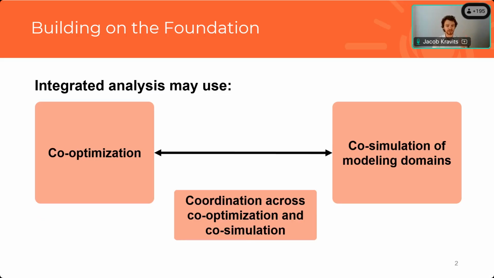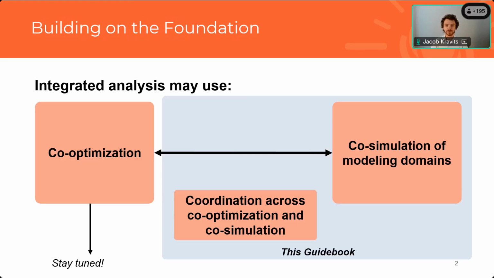He actually just showed this in a list. He showed how integrated analysis may use co-optimization, or it may use co-simulation or iterating between a few different modeling domains. And then there's also approaches that sort of iterate between co-optimization and co-simulation. Now that first approach, stay tuned. Aaron's going to talk all about that after me. But these other two approaches, these are really sort of where the guidebook lives, right? How can we give planners some practical approaches to coordinate planning across their teams and planning areas, and use co-simulation to inform co-optimization and vice versa?